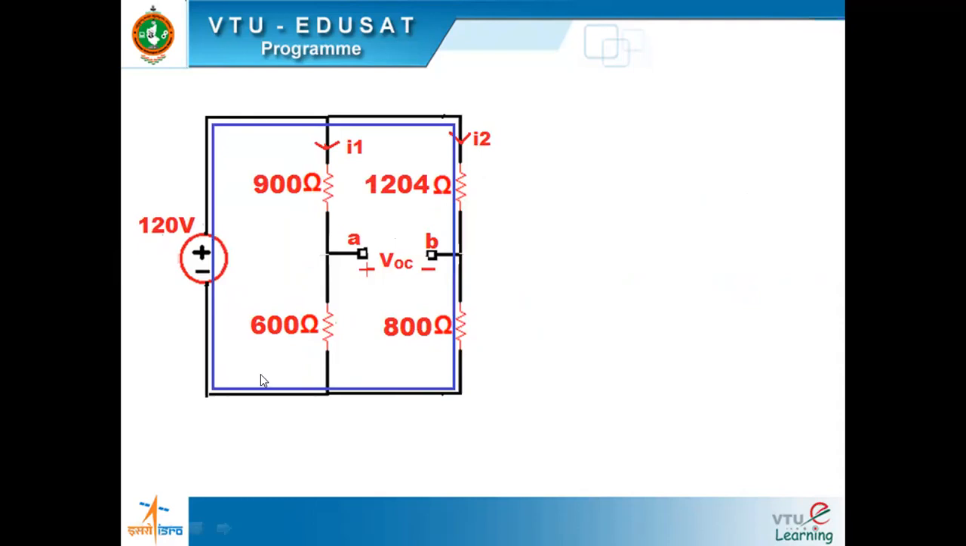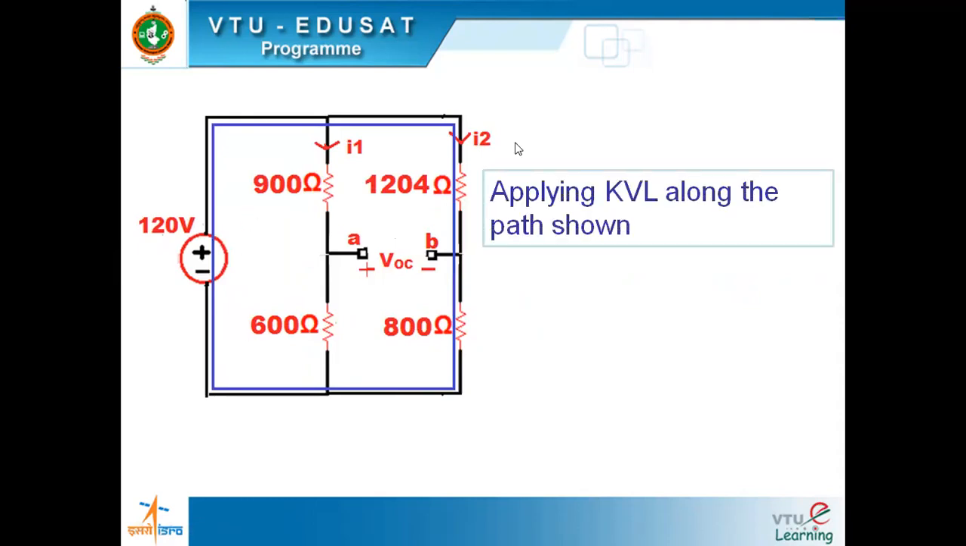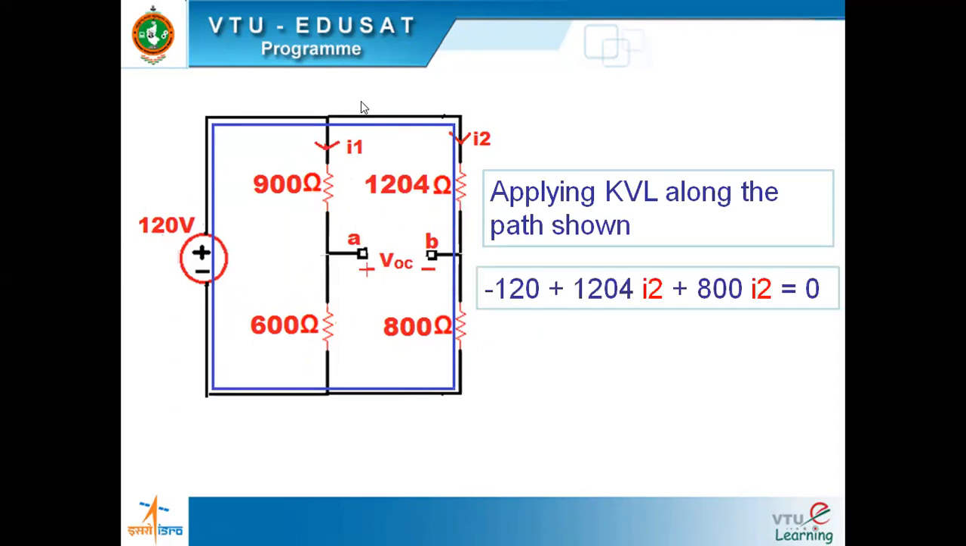Apply KVL. So we have taken that outermost path. Apply KVL along the path shown. It's minus 20 plus 1024 into I2 plus 800 I2 is equal to 0. Fine. So I2 is found out. Once I2 is found out, we have found out I1, we have found out I2.